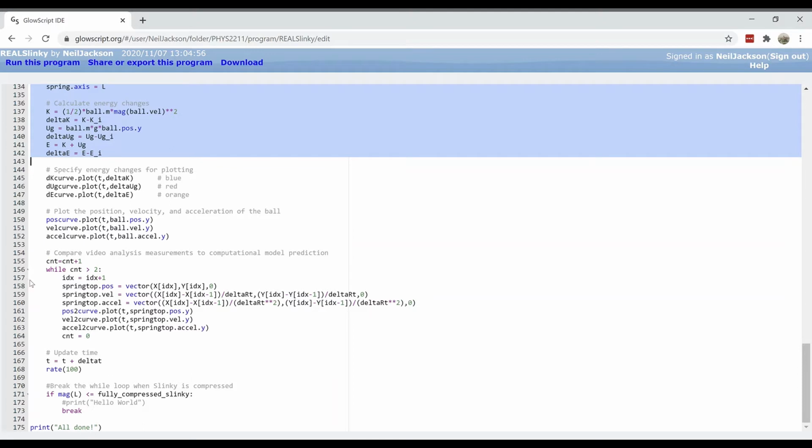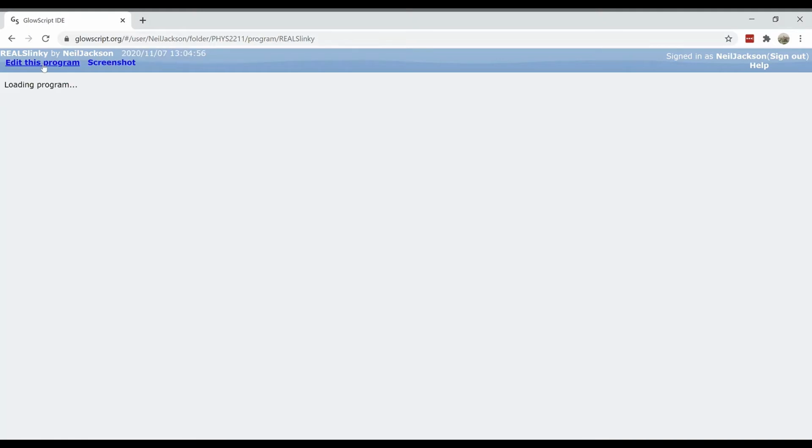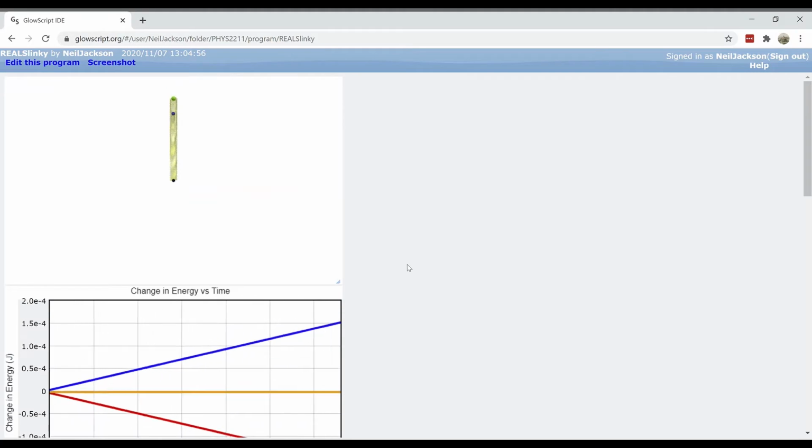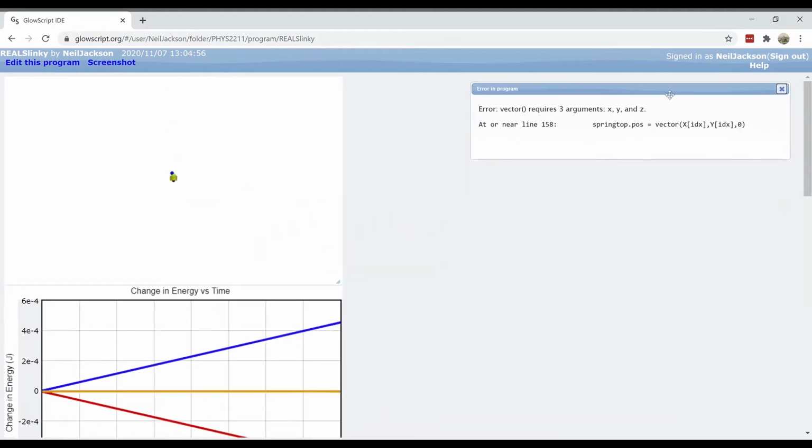And in this second while loop, I just have some code that goes into my CSV file and calculates my tracker data's velocity and acceleration and plots that as well. And I have an if statement that tells me to stop doing these calculations once the Slinky is fully compressed. So here is the program. This error message is just telling me that there's no Z in the CSV file, nothing to worry about there.